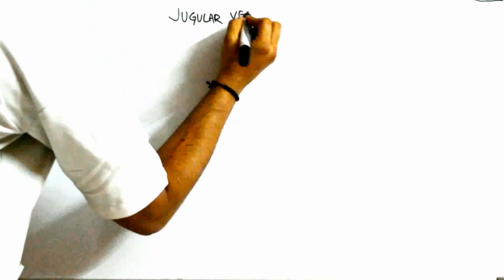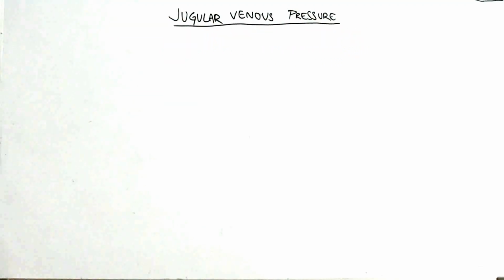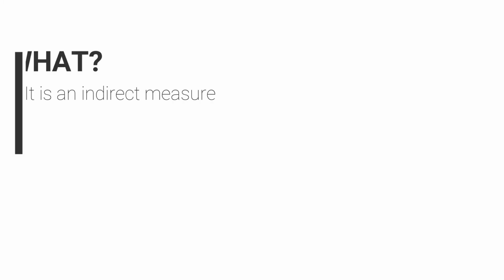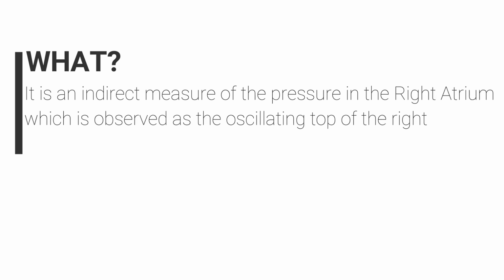Hi everyone, today we're going to be discussing jugular venous pressure. So the first thing before you start off any topic, always ask yourself three important questions. The first question, what? So what is the JVP? In simple words, it is defined as an indirect measure of the pressure in the right atrium, which we clinically observe as the oscillating top of the right internal jugular vein.